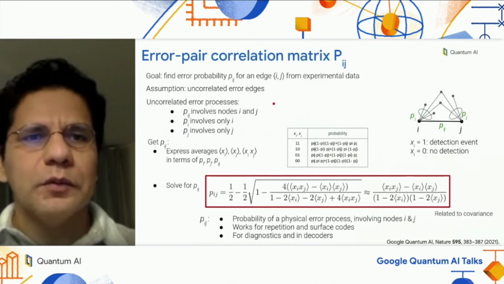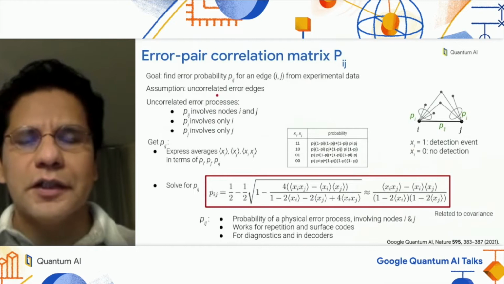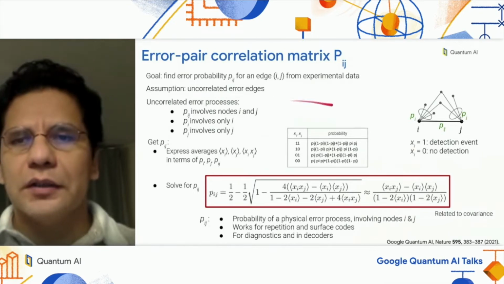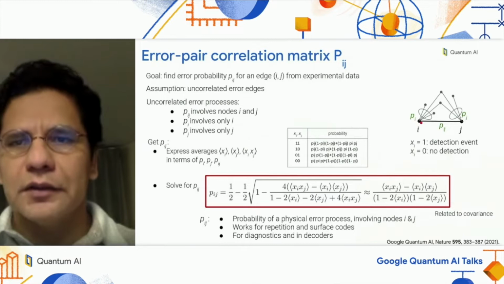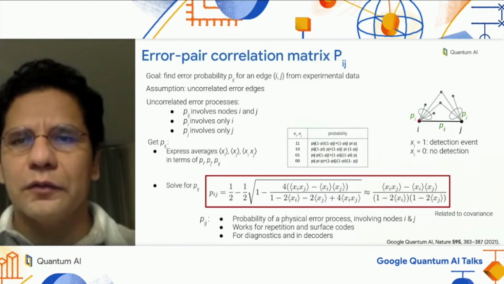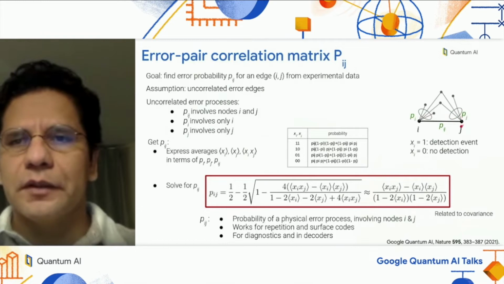To solve this problem, we assume that the edges are uncorrelated, and then we can describe the statistics of detection events at these two nodes in terms of three effective physical processes. Two of these physical processes affect either node i or j separately, and they are here. We assume that they happen with probabilities Pi and Pj. And the third physical process affects both nodes with a probability Pij.